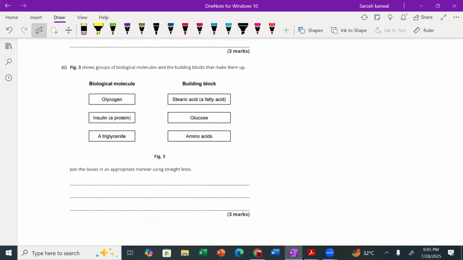Okay, next question is for Mibsam. The diagram shows groups of biological molecules and the building blocks that make them. Join the boxes in an appropriate manner using lines. Mibsam, can you try with your mic? Okay.